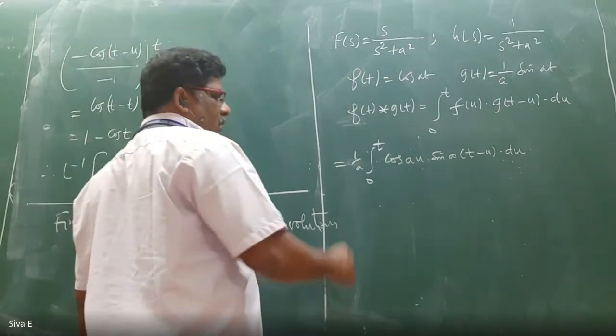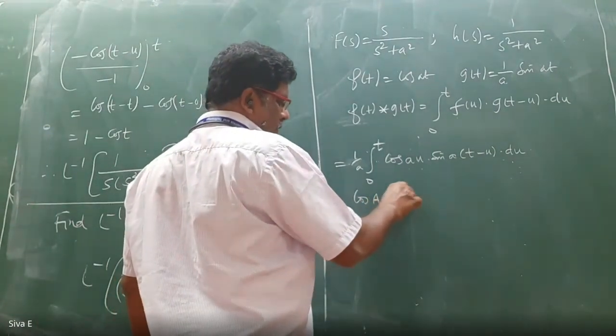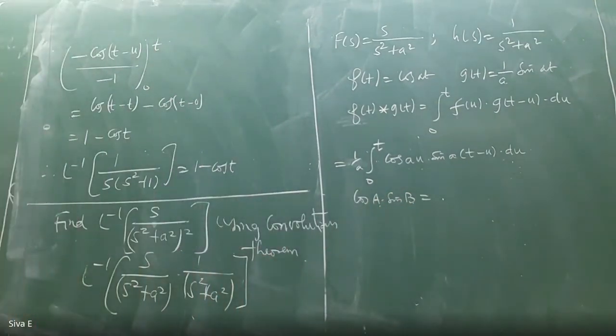What is the cos a sin b formula? Anybody? Already mentioned many times, you have to learn all the trigonometric formulas. Multiple formula: 1 by 2 of sin a plus b minus sin a minus b.